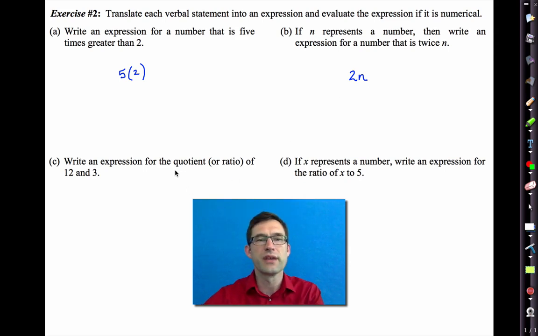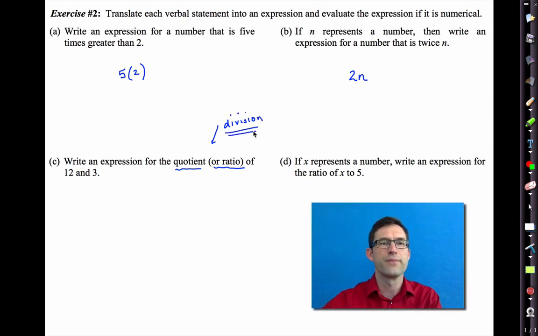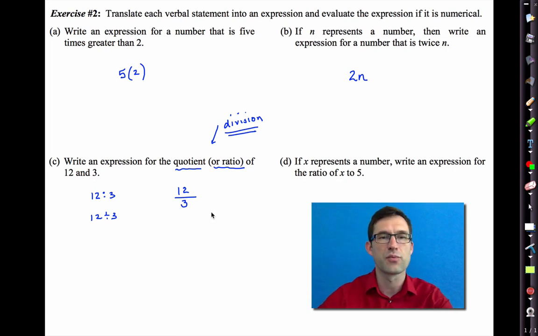Here it gets a little bit tricky. Quotient or ratio, right? That's division. Division, very important. Write an expression for the quotient or ratio of 12 and 3. Lots of different ways we could write this. We could write it with the little colon notation. We could write it like this. But the most appropriate way is to write it with a fraction bar. That's the way that you're going to see it 9 times out of 10 in algebra.